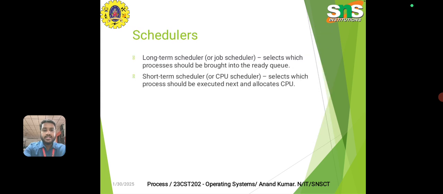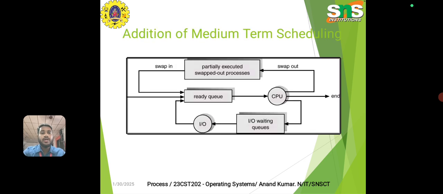Next, we'll start with the term schedulers. Schedulers are of many types, and we have taken two types for our reference here. One is the long-term scheduler, that is the job scheduler, and the next one is the short-term scheduler, that is nothing but the CPU scheduler. The long-term scheduler selects which process or processes should be brought into the ready queue, and the short-term scheduler, the CPU scheduler, selects which process should be executed next and allocates the CPU.